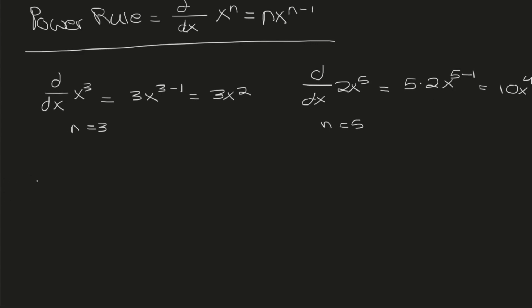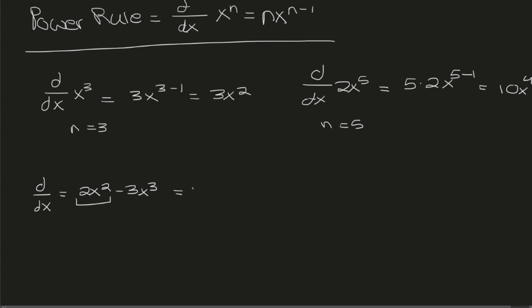Let's do a few more of these standard polynomials. 2x squared minus 3x cubed. Even though this is a binomial as opposed to a monomial, you still do the same thing, except you take the derivative of each term and then subtract them. Let's do the first term, 2x squared. You bring the 2 out to the front. 2 times 2 is 4. x to the 2 minus 1 power.